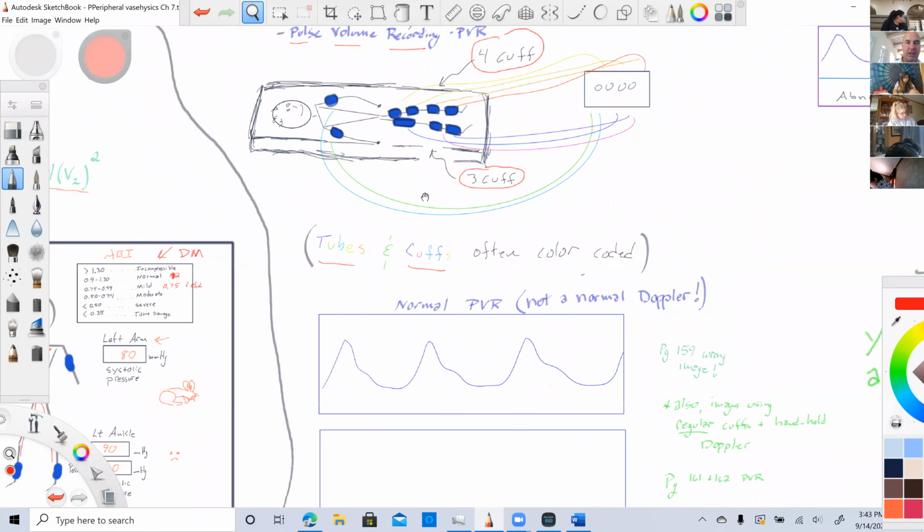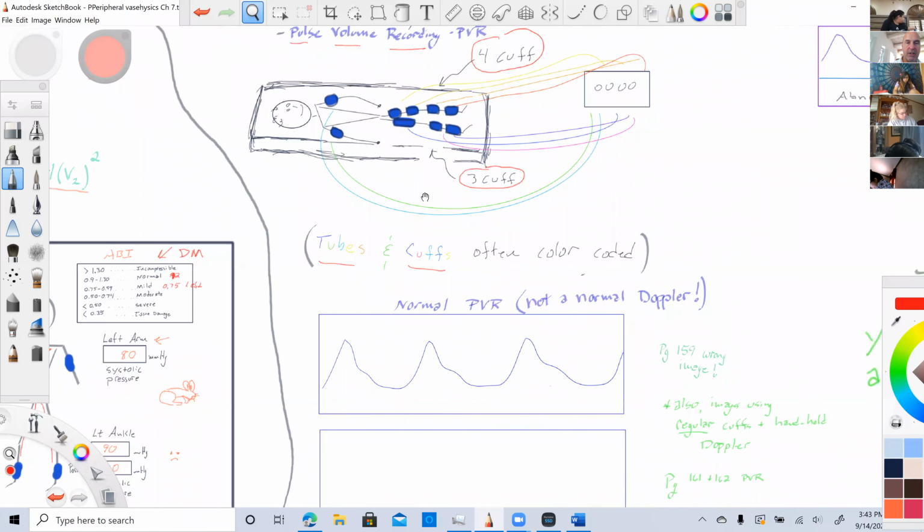This is not a normal Doppler. Remember, guys, a normal Doppler in a leg should look more or less like that, triphasic. You're not going to get that with a PVR.